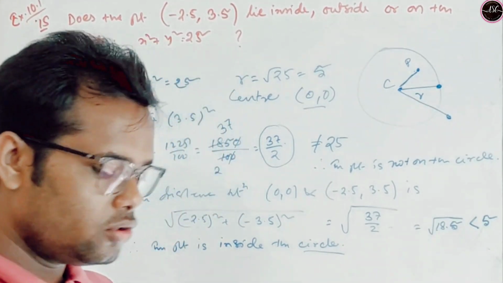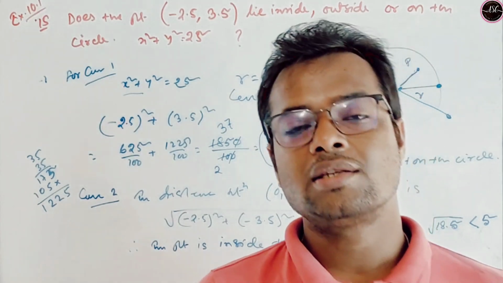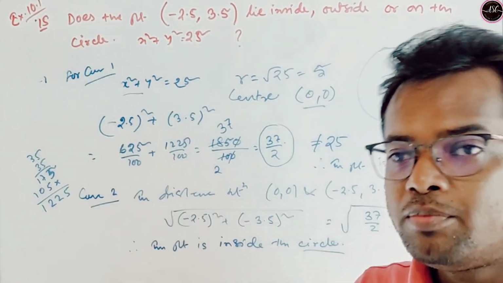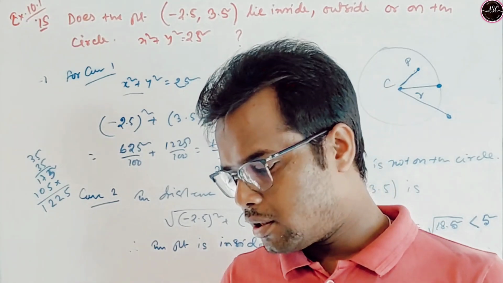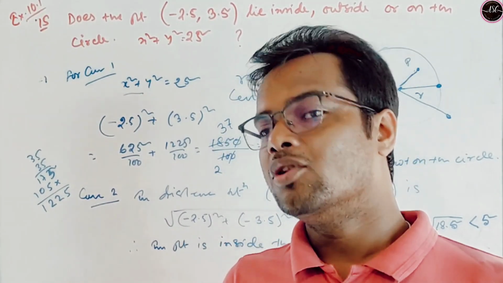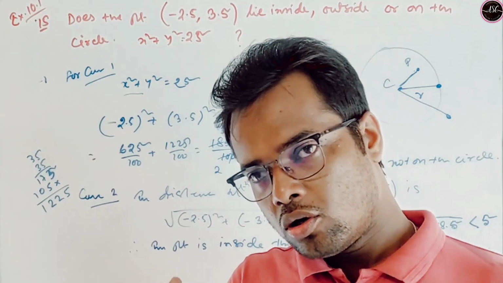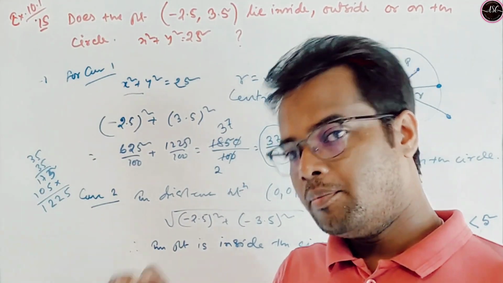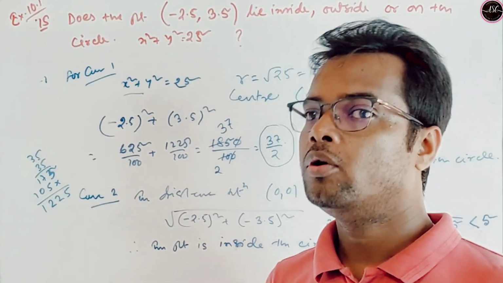Okay, clear? So that's all for today's class. We have done all of the exercise 10.1 of your NCERT textbook and cleared all the concepts related to circle, and the preliminary concept of conic section. So let's revise all the topics we have covered in this class. Practice more times to better understand.